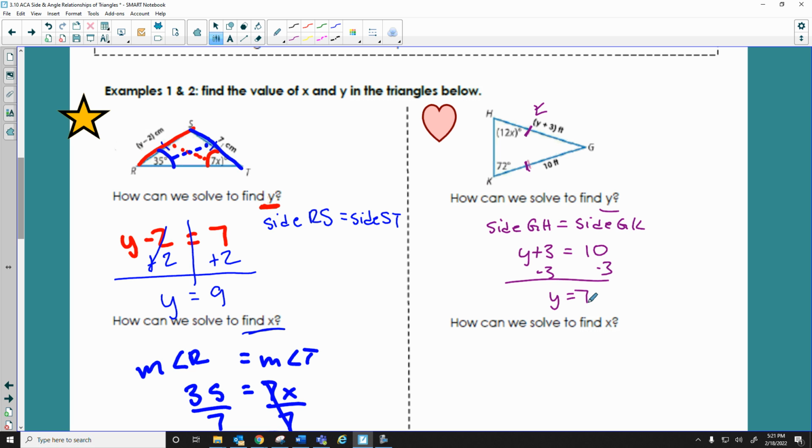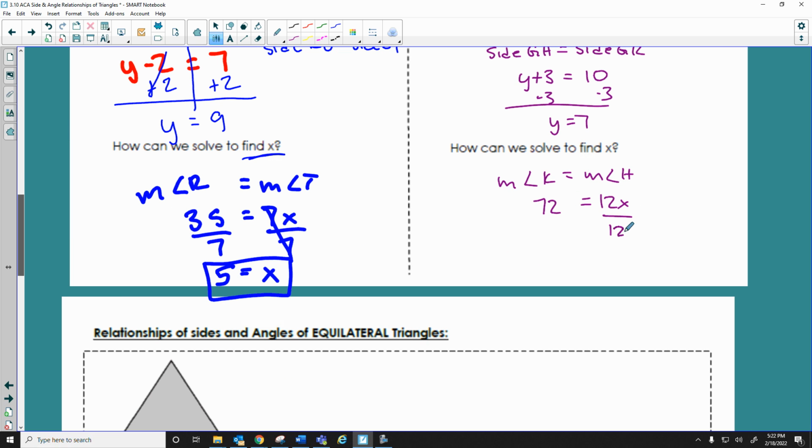Hopefully you got that. Okay, how can we solve for x? X is talking about this angle right here. Let's do some investigations. Those two congruent sides: this side is controlled by the angle opposite, that 12x, and this side right here is controlled by the one opposite of this. So I could say that the measure of angle K is equal to the measure of angle H. The measure of angle K is 72, which is equal to 12x. To get x by itself, we divide by 12 on both sides. Hopefully you get that x is equal to 6. Okay?